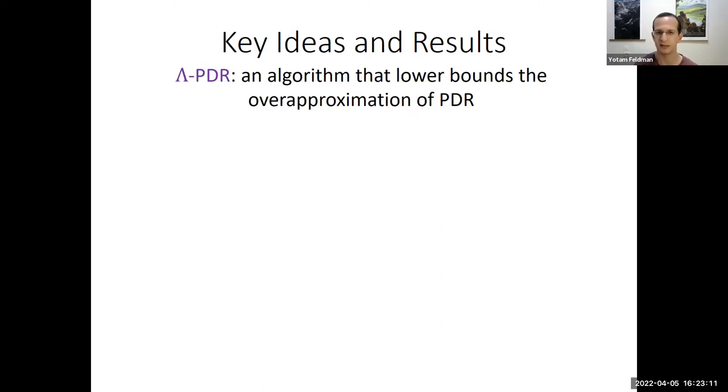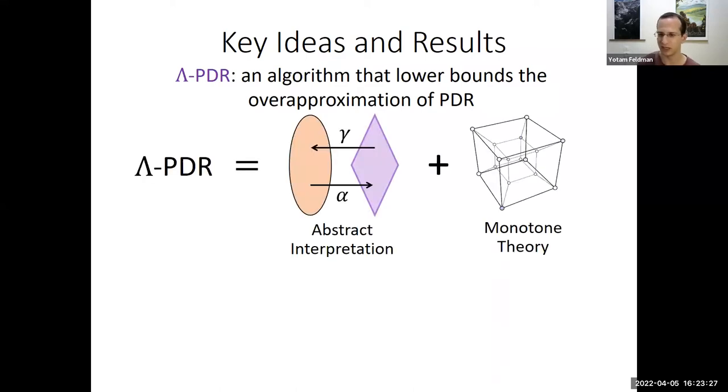The reason is that standard PDR performs at least as much over-approximation as Lambda PDR. So whatever over-approximation we can show is performed in Lambda PDR, it's also performed in standard PDR. We've shown that Lambda PDR is equivalent to an abstract interpretation procedure in an abstract domain where the abstraction function is the monotone hull operator from the monotone theory.